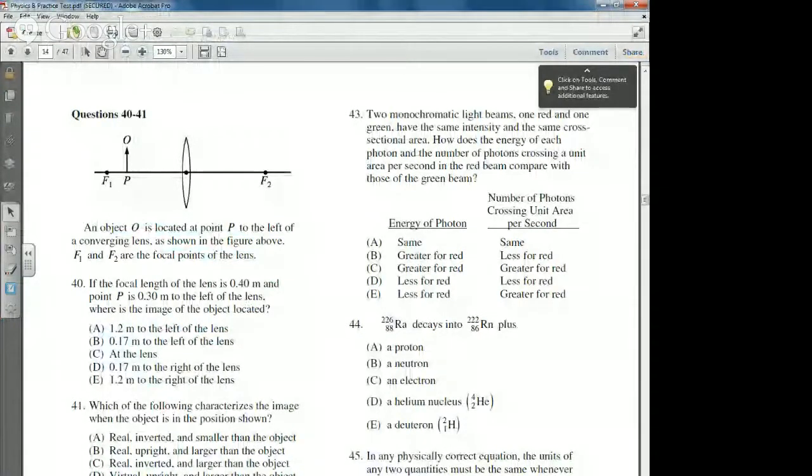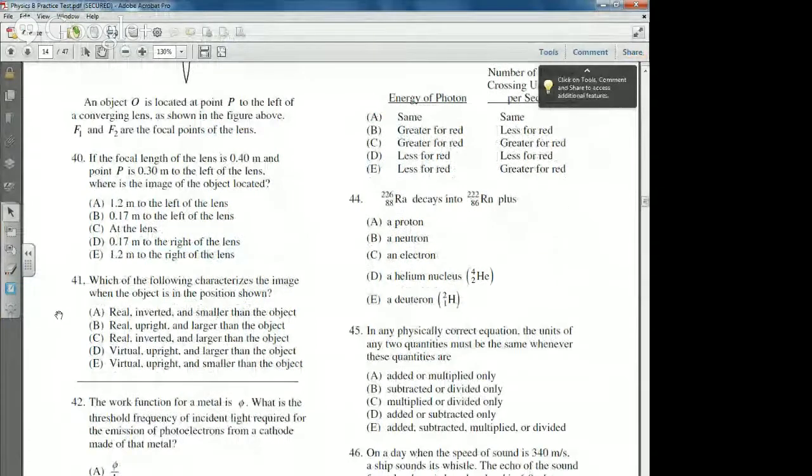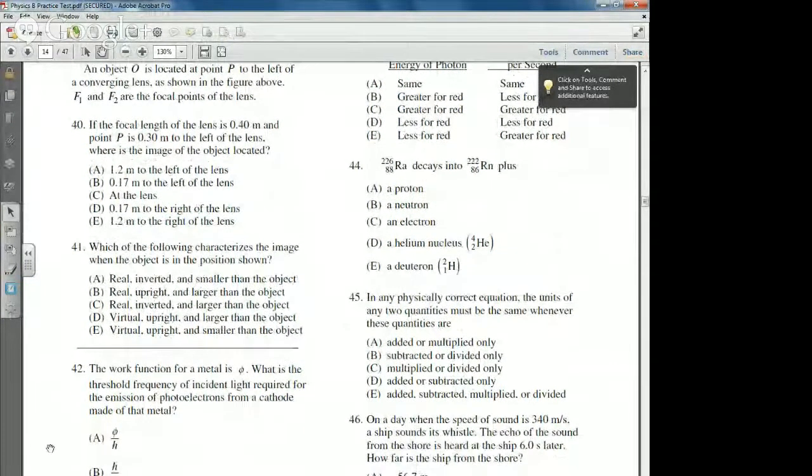So in this case over here, the answer would be 1.2 to the left, choice A, and it's also virtual, upright, and larger. Choice D. Yes. When you get a negative, that means it's virtual.